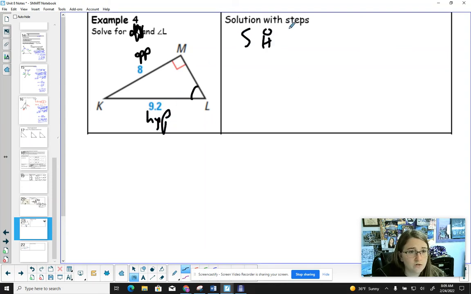So with our best friend, SOHCAHTOA, please tell me, which trig function do we have to use? Sine, cosine, or tangent? This is going to be sine, right? I have opposite and hypotenuse. That's the O in sine.